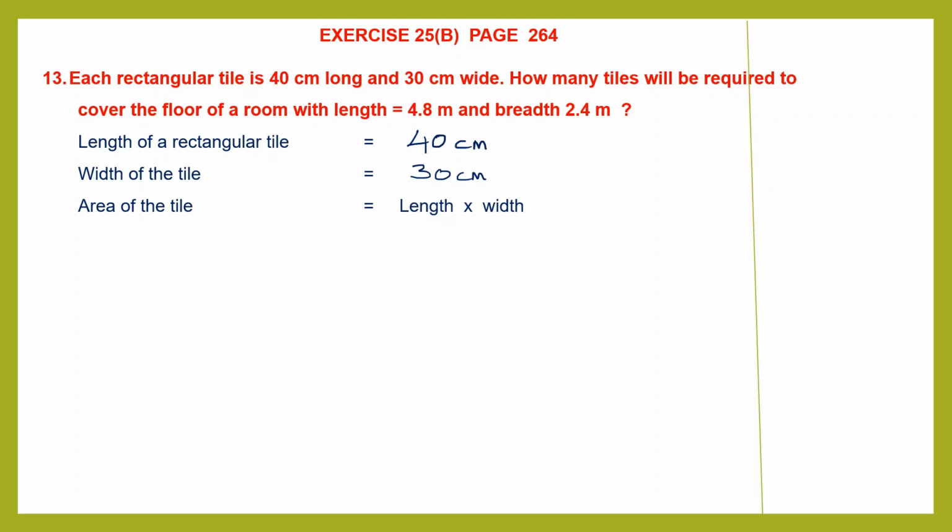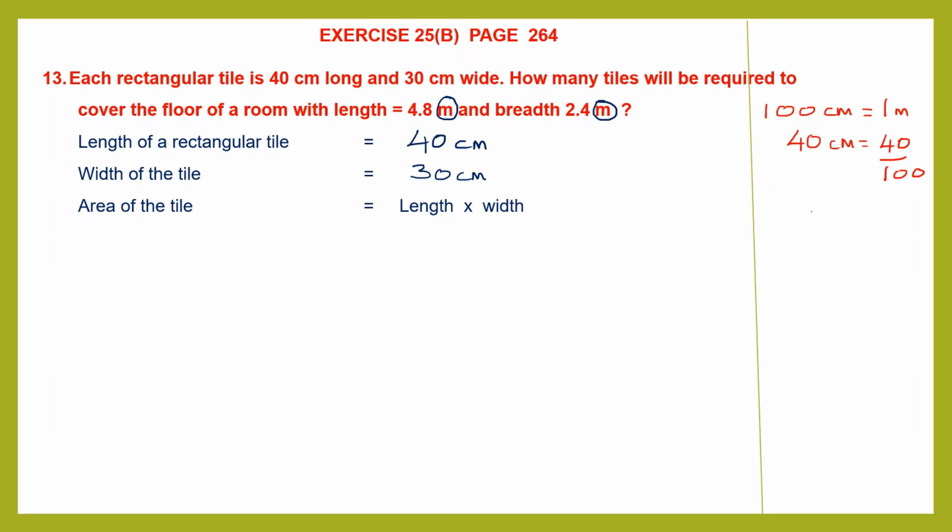Now before finding the area, if you can see, the floor of the room has a length of 4.8 meters. The unit is meters for the length and breadth of the floor of the room. So let's convert the length and the width of the rectangular tile to meters too. It's in centimeters now, we'll convert it to meters. Now we know that 100 centimeters make 1 meter. Therefore, 40 centimeters will be 40 by 100.